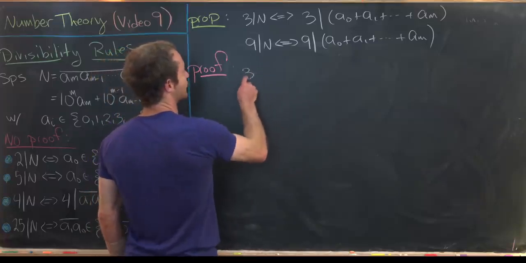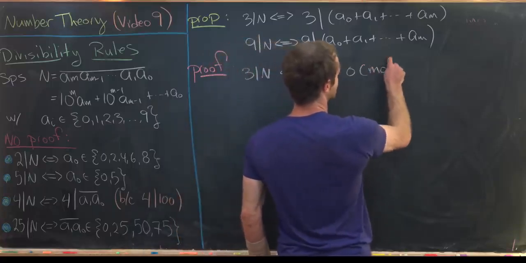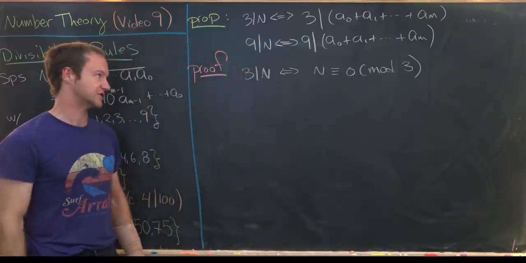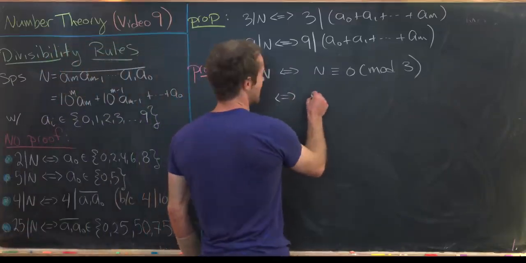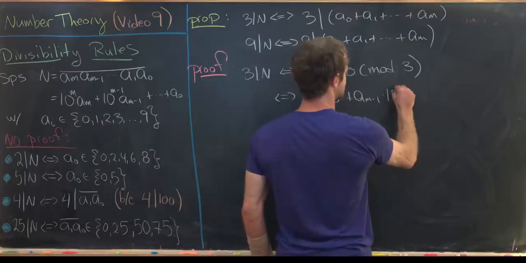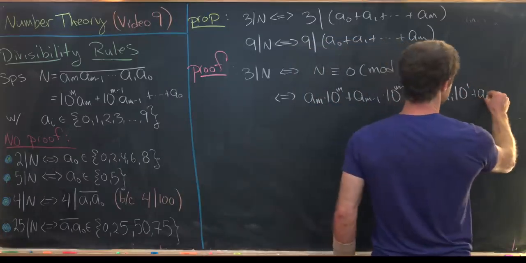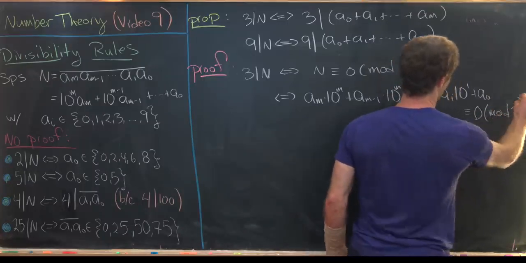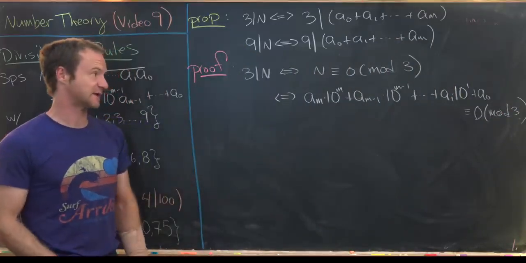So notice that 3 divides n if and only if n is congruent to 0 modulo 3. Well, that's just the definition of congruence mod 3 along with the definition of divisibility. But that is exactly the same as saying a_m times 10^m plus a_{m-1} times 10^(m-1) plus all the way down to a_1 times 10^1 plus a_0 is congruent to 0 mod 3. Well, what have I done there? I've really just replaced n with its definition via this base 10 expansion.